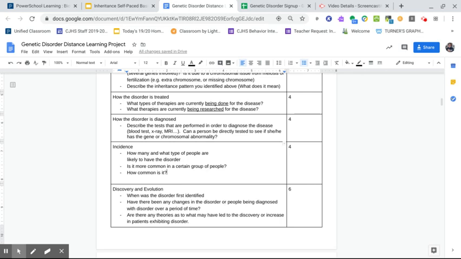Are there certain groups, based on the incidence up here, that seem to be having a higher incidence of it lately? Or has it always been kind of the same incidence amount for different groups? And then, are there any theories as to what may have led to the discovery or increase in patients exhibiting the disorder? Maybe you'll find out that there's a connection between lifestyle, hunter-gatherer versus farming. Maybe it's location.